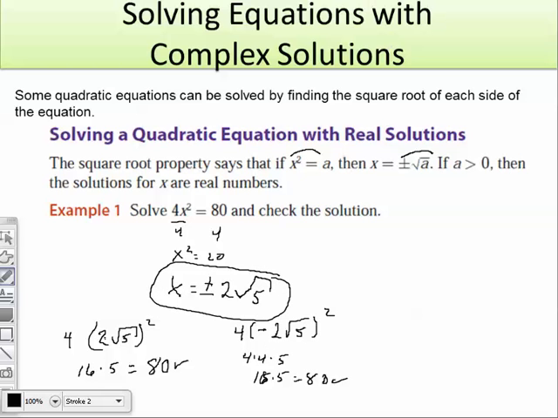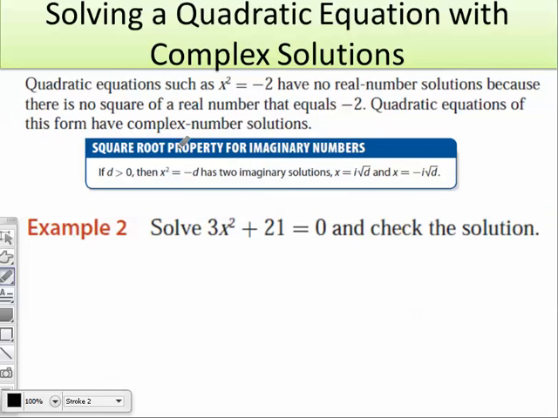Okay? Let's move forward and look at another issue here. What happens when we get a negative number on the other side of the equation? Then when I take the square root, I've got a problem. And that problem is that we don't wind up with a real solution. We wind up with an imaginary one.